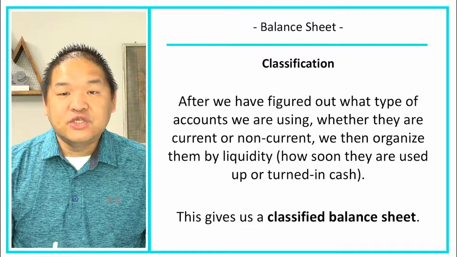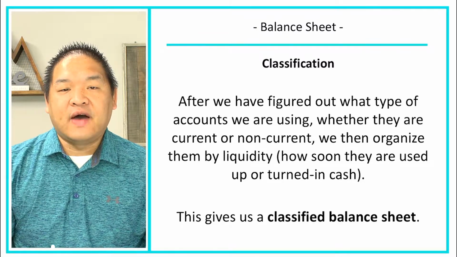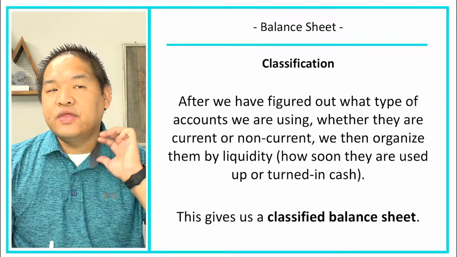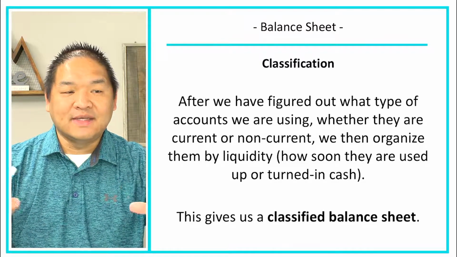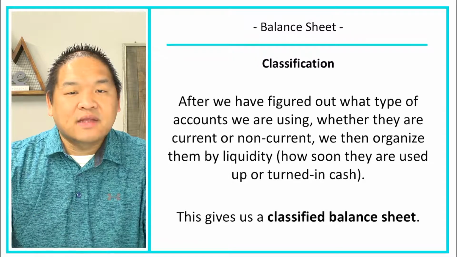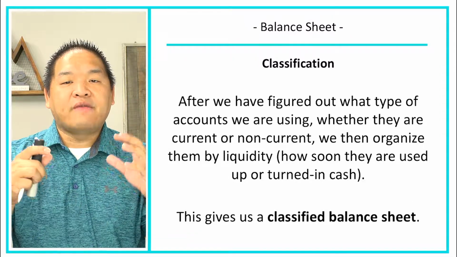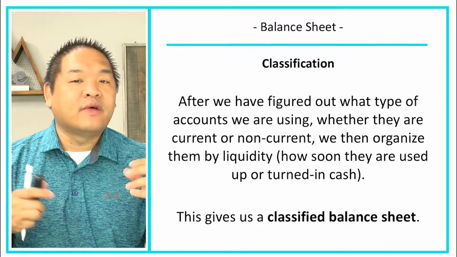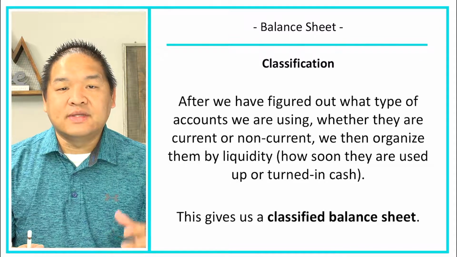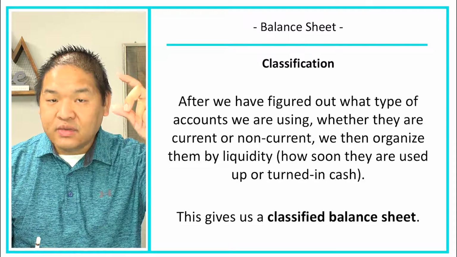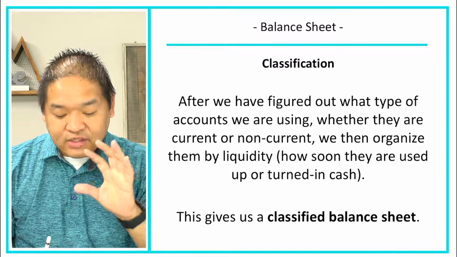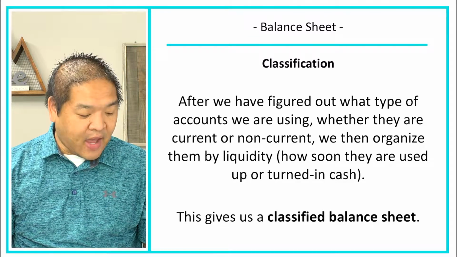Now, when we do this, this gives us something called a classified balance sheet. Now, we could throw in assets, liabilities, and equities into a form like I'm going to show you at the end of this and call it done. That would technically be a balance sheet. But in order to have a classified balance sheet, we've classified all the assets and liabilities as current and non-current, and we've organized them by liquidity, most liquid to least liquid. So that's what we would call a classified balance sheet.